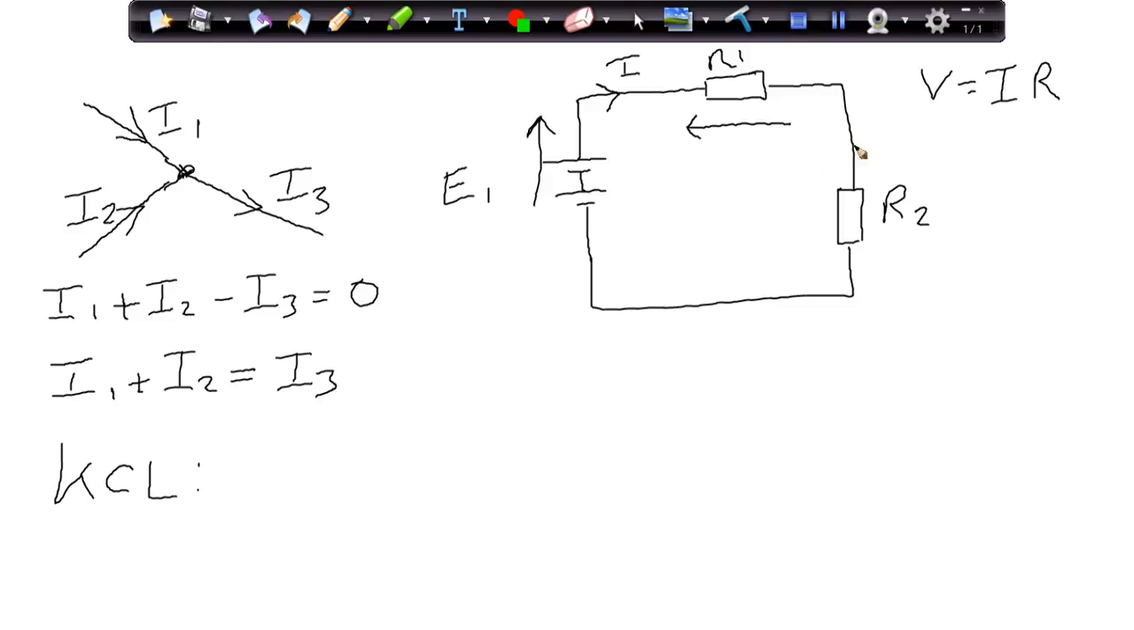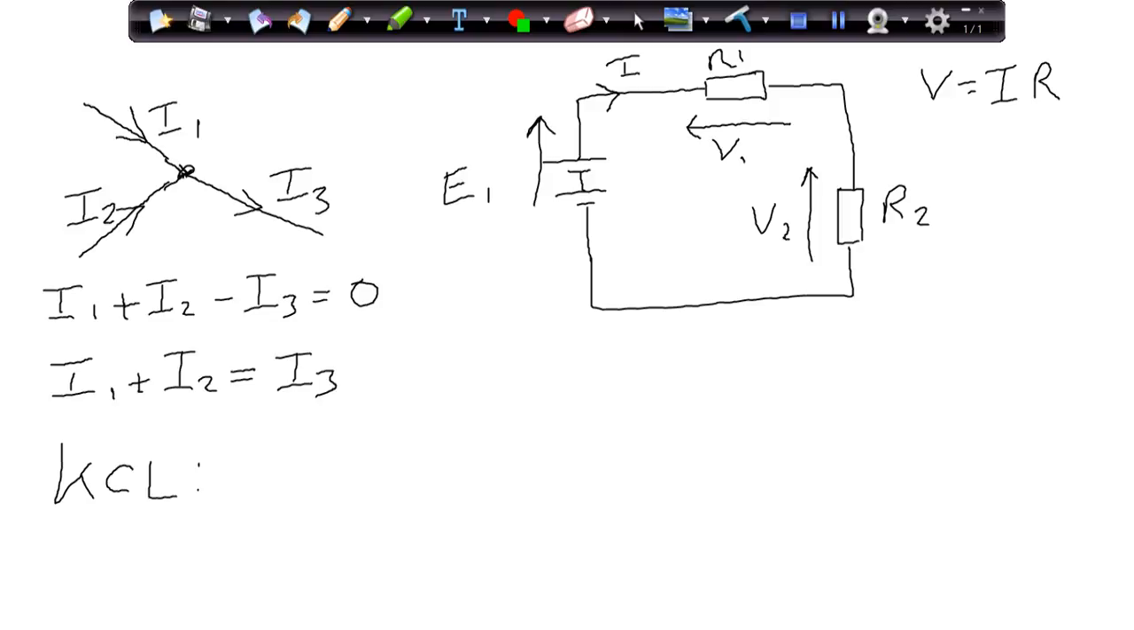Similarly, as the current passes through R2, there will be another volt drop. The voltage at this point here is going to be higher than the voltage at this point here. So the arrowhead will oppose the current. And we call this one V1 for voltage drop 1, and this one V2 for voltage drop 2.